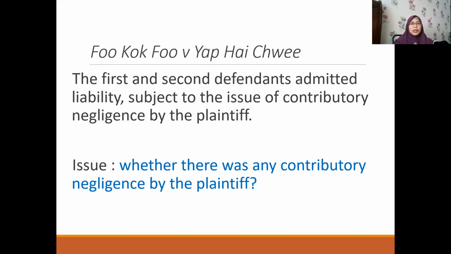So in this case, because you have many defendants involved, there was admission of liability. The first and second defendants admitted liability, but they also claimed contributory negligence on the part of the plaintiff, subject to the issue of contributory negligence by the plaintiff. So now we want to determine whether there was any contributory negligence on the plaintiff, because he was the passenger, he was not riding, and there was a collision, an accident here which caused him injury.